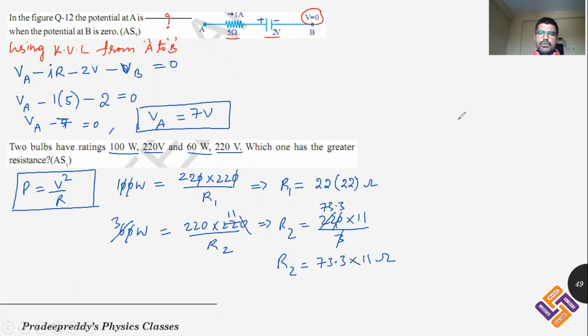R1 is equal to 22 into 22. 22 into 22, it is 4 4s are 4, 4 4s are 8 and 4. This is 484 ohm. That is R1.